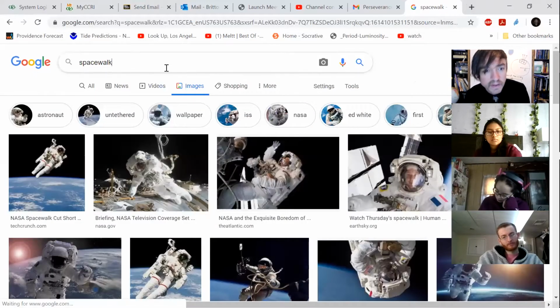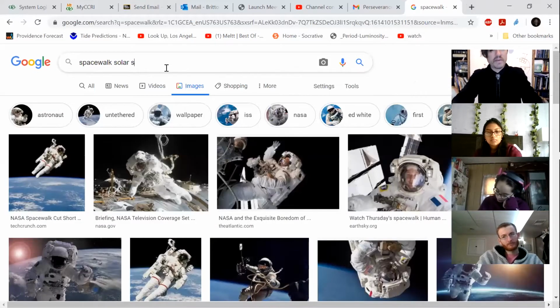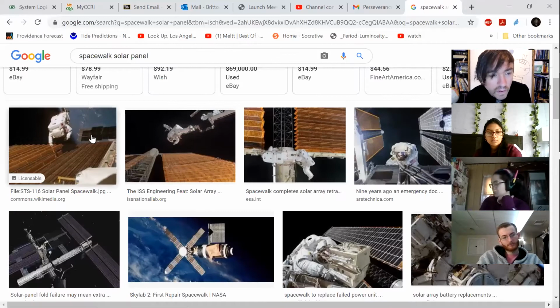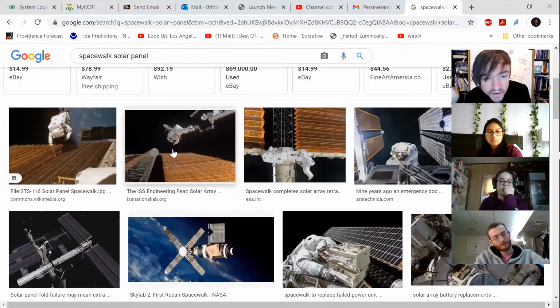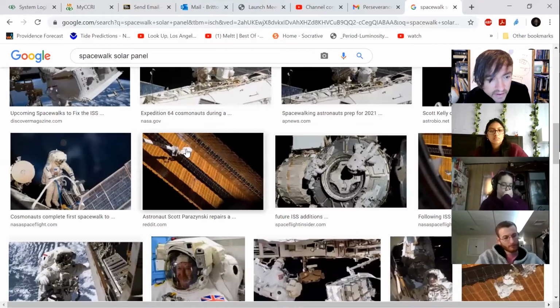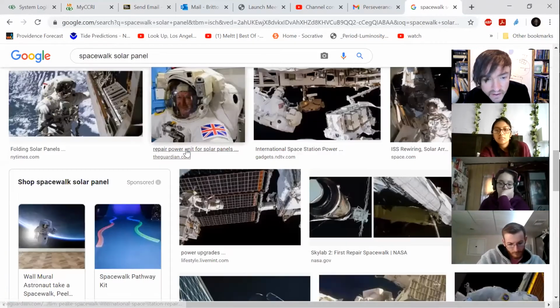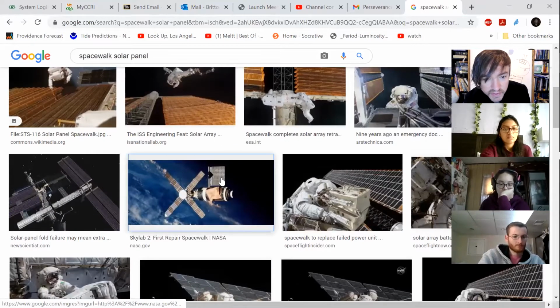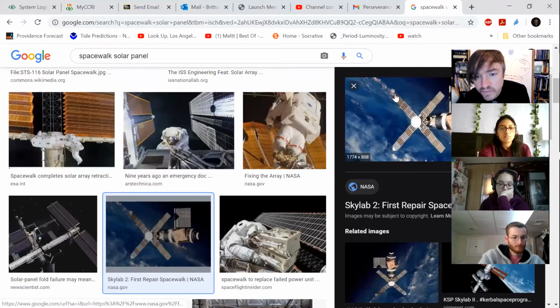Could I get a solar panel spacewalk? That would be pretty cool. Okay, I like these pics. They look pretty gnarly. This one I just saw. This one looks particularly nice. Suited for our purposes.